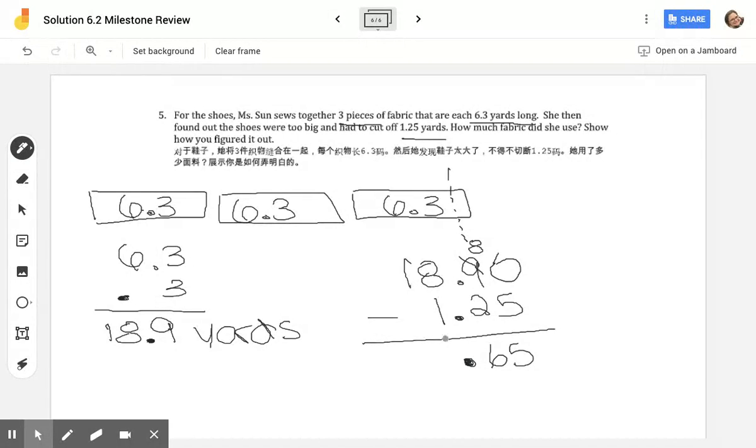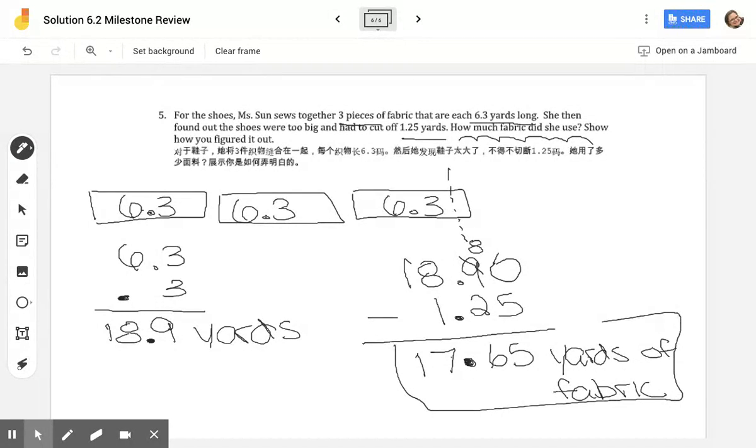And then 18 minus 1, or 8 ones minus 1 one, will give me 7. 10 minus 0 will give me 1. So I have 17.65 yards of fabric that she used. Remember, my question was, how many yards of fabric did she use? So 17.65 yards of fabric is what she used.